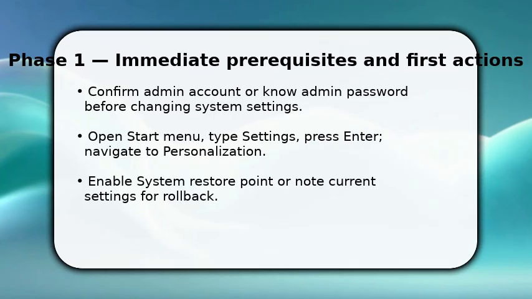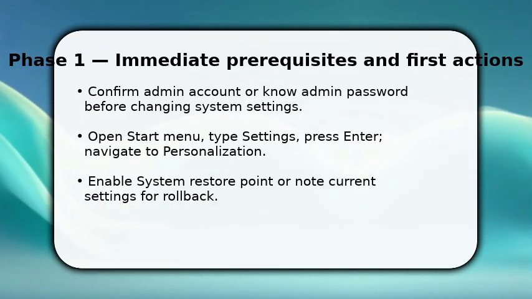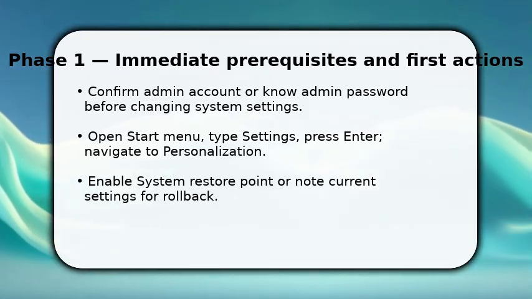Make a quick restore point or note current options so you can revert if needed. Now, click Taskbar on the left. Make sure to observe current behaviors. These steps put you straight into control, so you can remove or hide the taskbar safely without guessing.